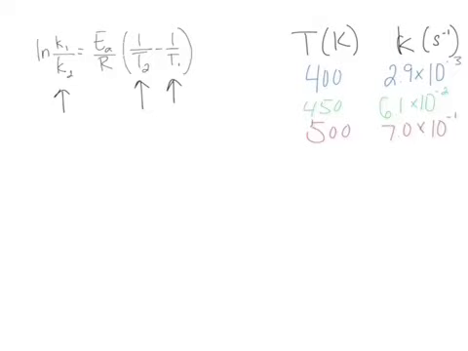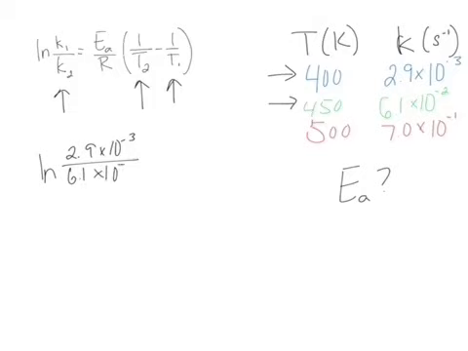So if I pick trial 1 and trial 2, and you can do any combination of trials here, it should give you the same activation energy, which is what we're solving for. If you take trial 1 and trial 2 here, you say the natural log of 2.9 times 10 to the minus 3 over 6.1 times 10 to the minus 2, that's K2 over K1, equals the activation energy, which is what we're solving for, divided by 8.314 joules per Kelvin mole.